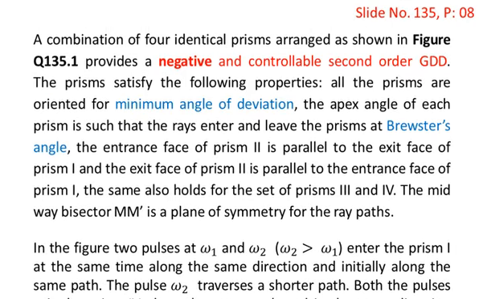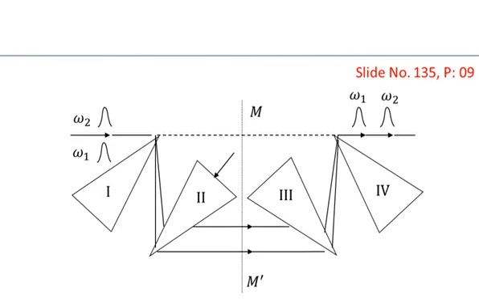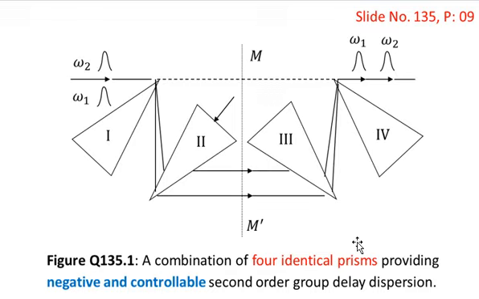In order to cancel out the positive dispersion, we are going to use an optical element. Before describing page number 8, I am going to move to page number 9 so that I can describe this optical system. Let me read the caption first. A combination of 4 identical prisms providing negative and controllable second order group delay dispersion. So you see that this optical system provides two things. It will generate negative dispersion of second order, and second, it will provide you a control over the second order group delay dispersion. That is, you can control the magnitude of the dispersion.